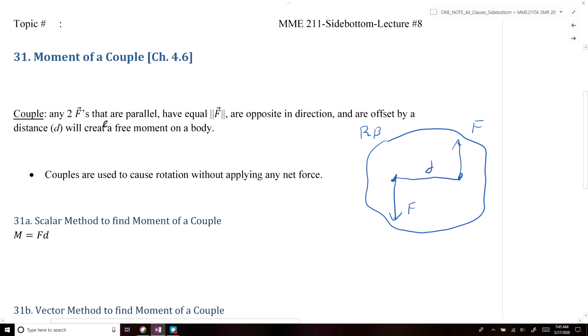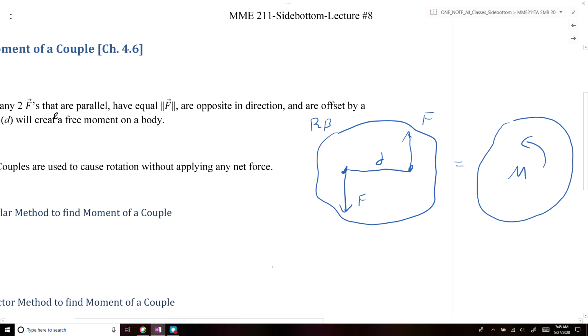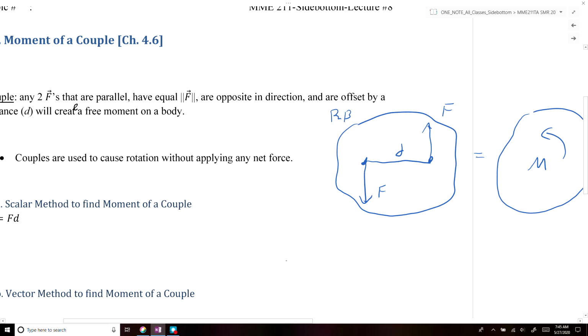What this will do is cause the body to rotate, or try to cause the body to rotate, in this case in a counterclockwise direction. The reason couples are used in mechanical designs is to cause rotation without applying any net force. If you just want pure rotation of the rigid body, you would apply a couple moment with two coupling forces to generate that pure rotation.